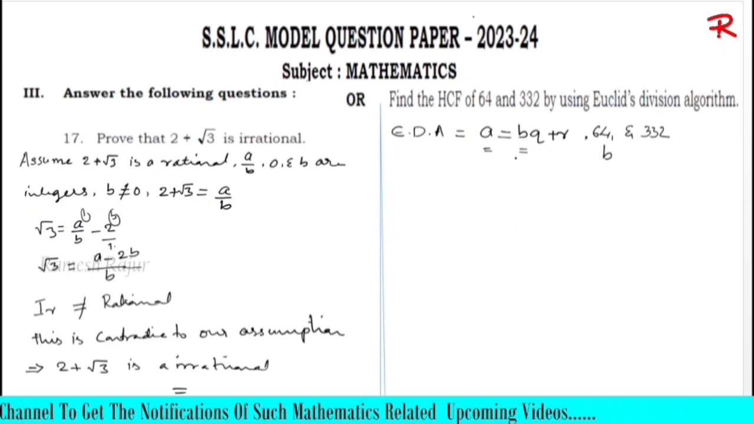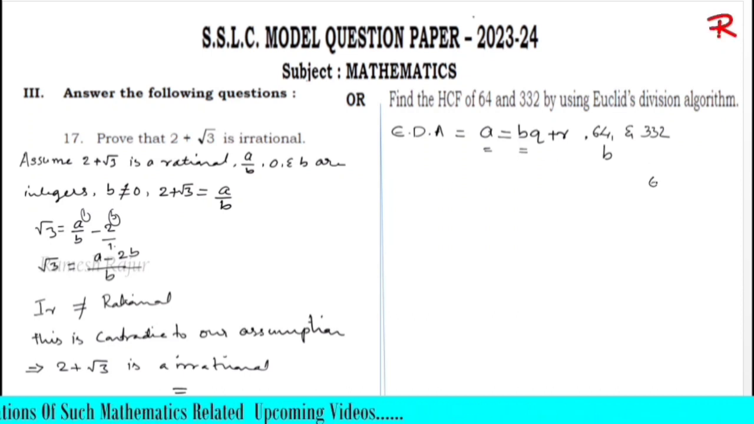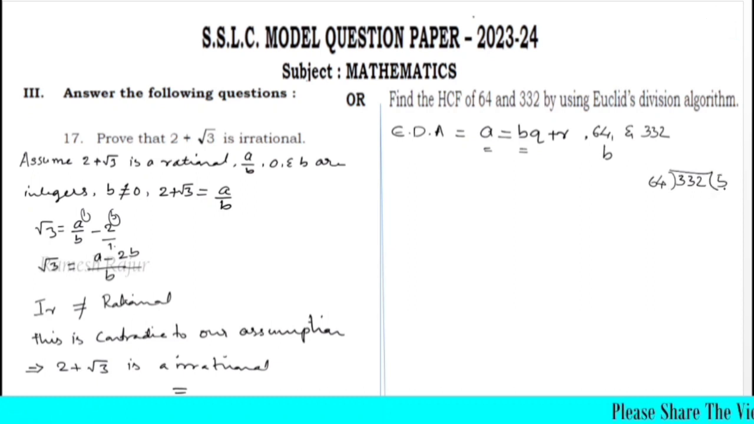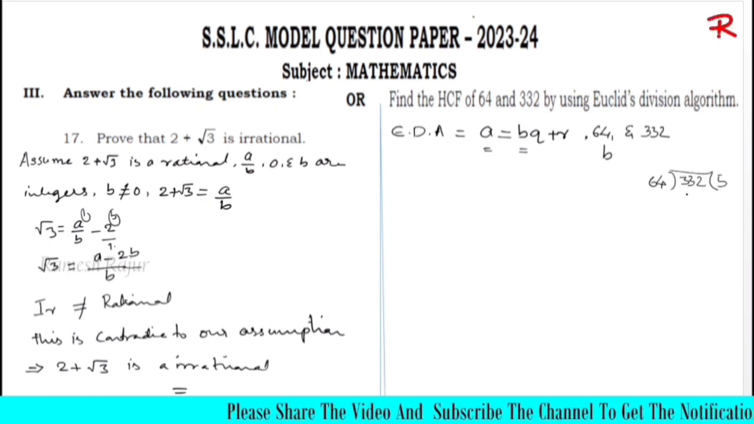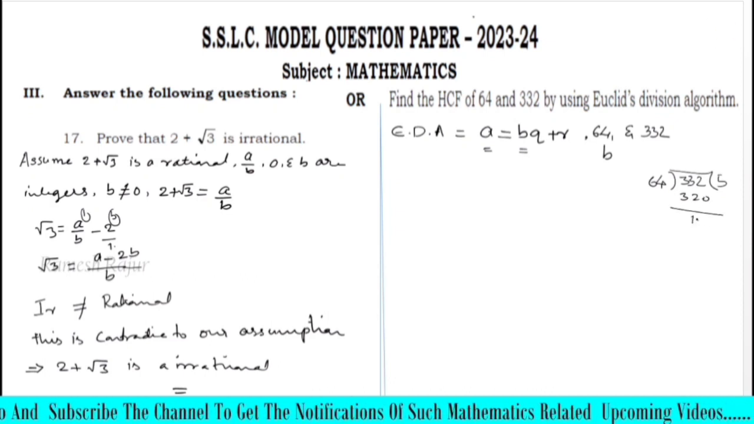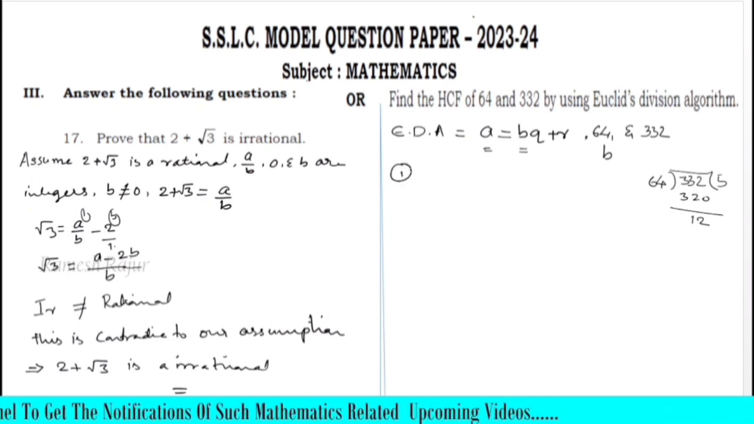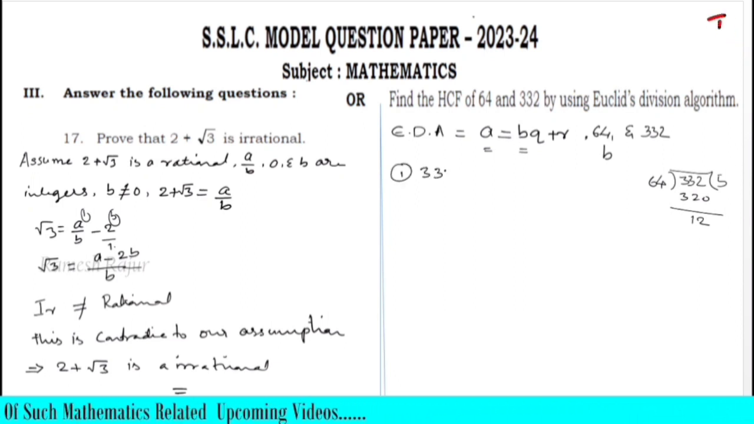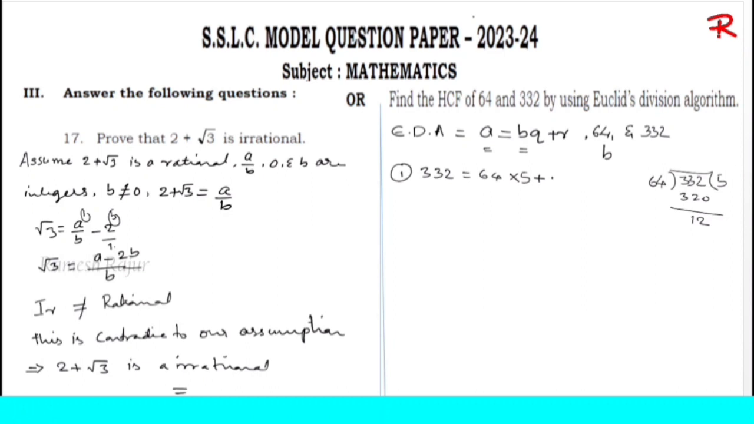What we know is a is equal to bq plus r. By dividing 332 by 64, 64 fives are 320, and the remainder will be 12. In the first stage, what we have is 332 is equal to 64 into 5 plus remainder 12. That is a is equal to bq plus r.